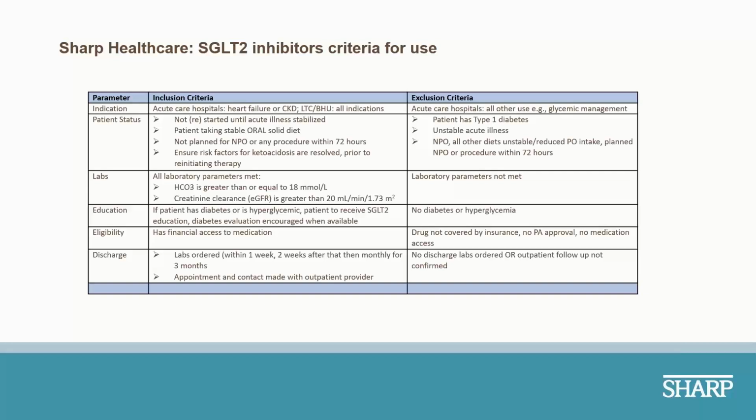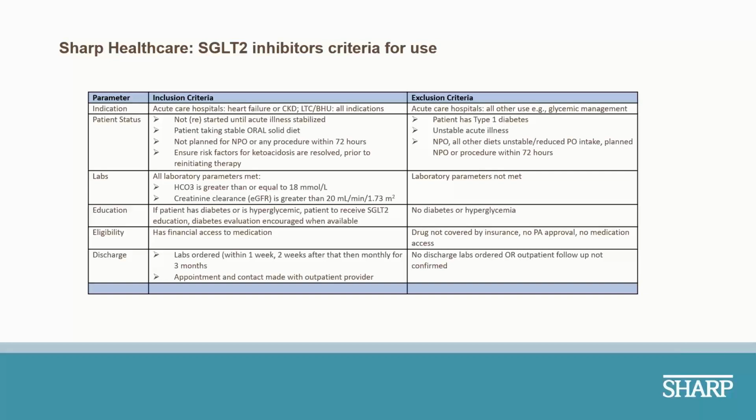We want to make sure that you are not started on anything until your acute illness is stabilized. You have to be taking an oral diet, and it has to be stable. You're not planned for any NPO or procedures within 72 hours. And we're making sure that we're looking at everything going on is not going to increase the risk of ketoacidosis. We make sure that their labs are within normal limits.